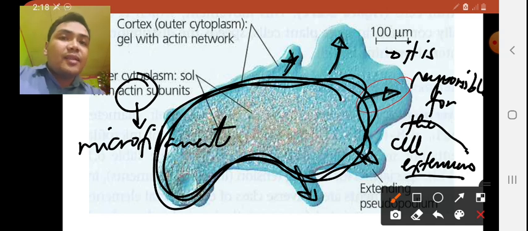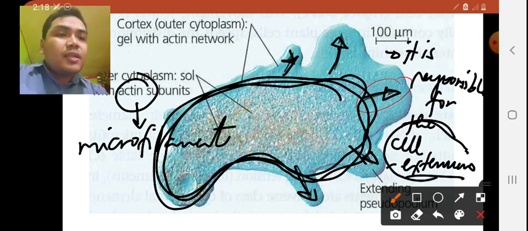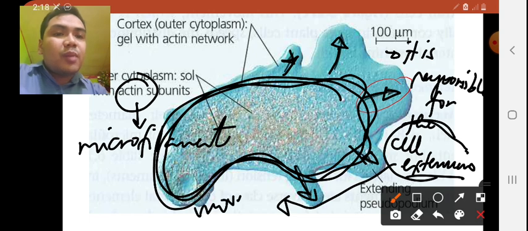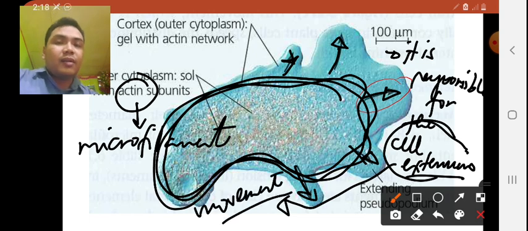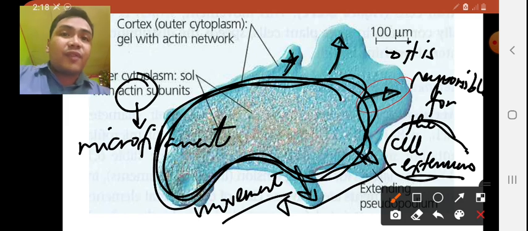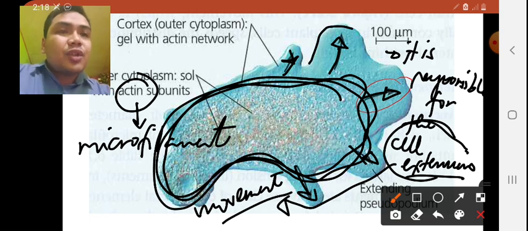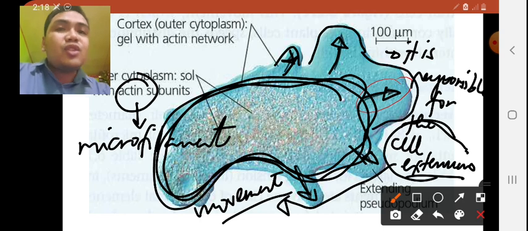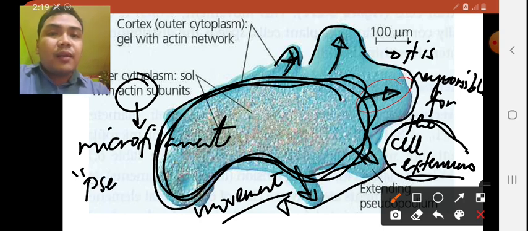So the cytoplasm specifically extends. And this cell extension will result to the movement of the amoeba along the surface. That is why amoeba can move along the surface because its cell extends. Why is it that the cell extends? Because of the microfilament. So this extension of the cell is known as the pseudopodia.